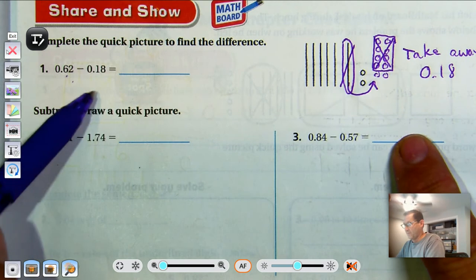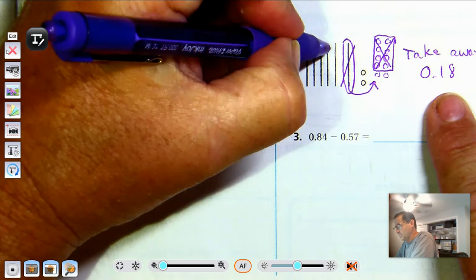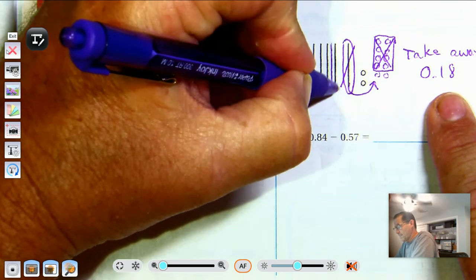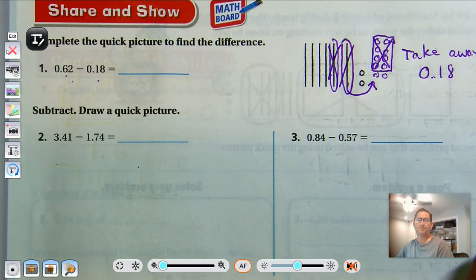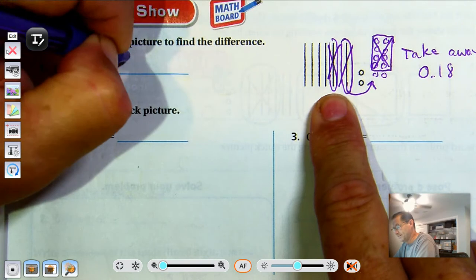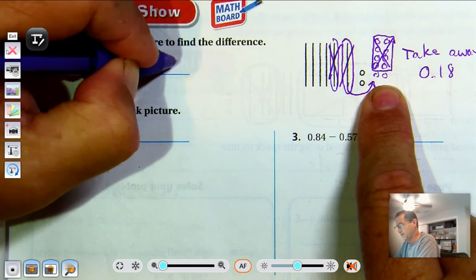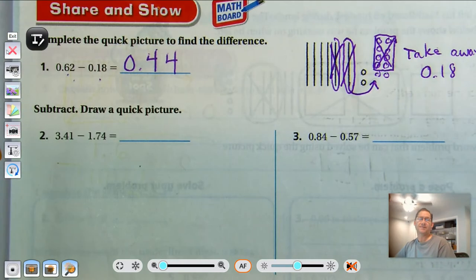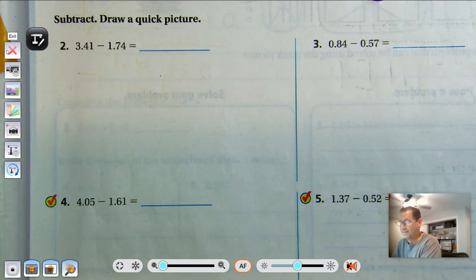And in the next part of our picture, we have to take away 1/10. So what are we left with? We're left with 1, 2, 3, 4 tenths and 2, 4 hundredths. So 62 hundredths, take away 18 hundredths is 44 hundredths. Okay, number 2, draw a quick picture for 3 and 41 hundredths, take away 1 and 74 hundredths.